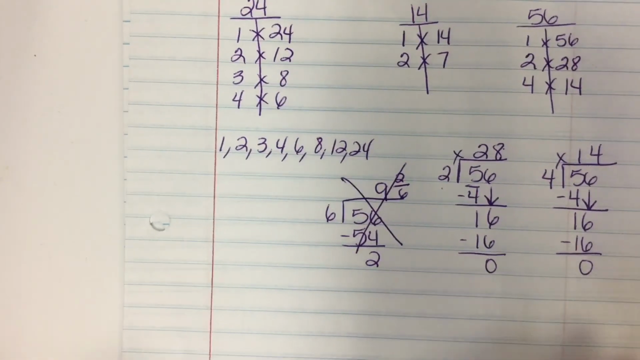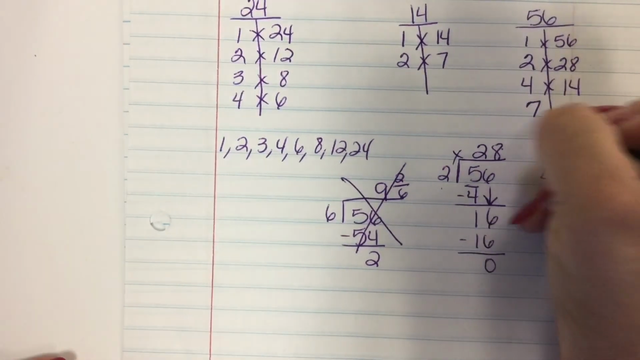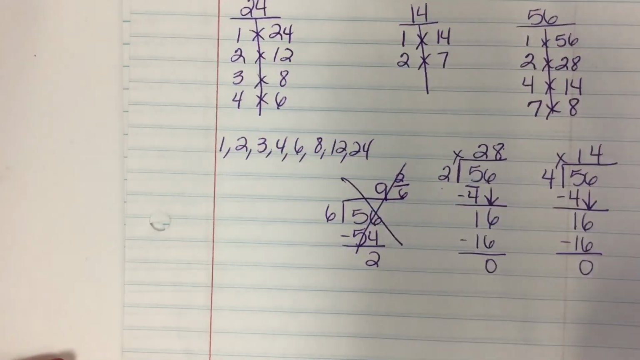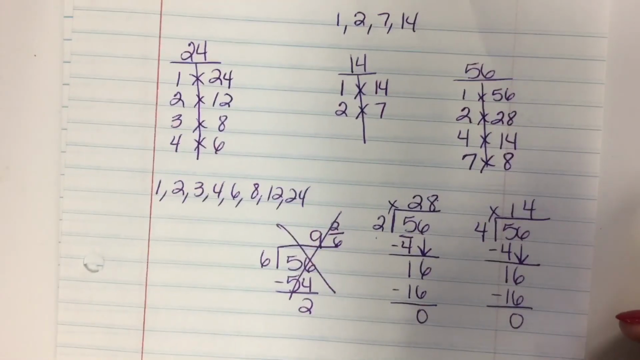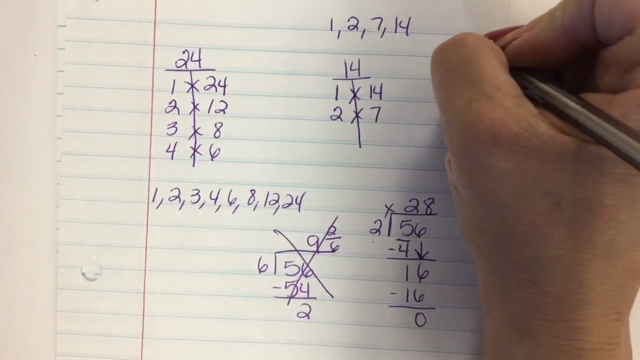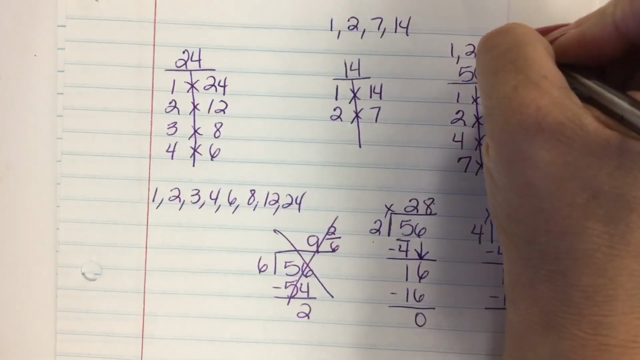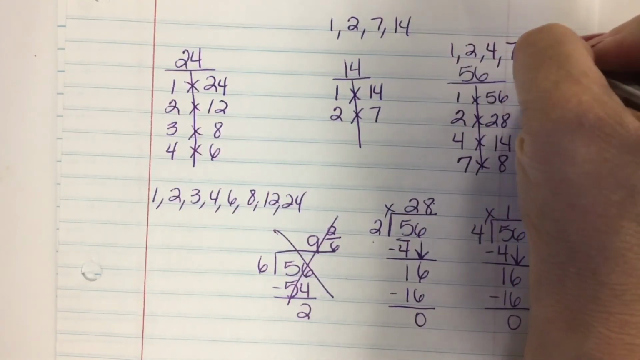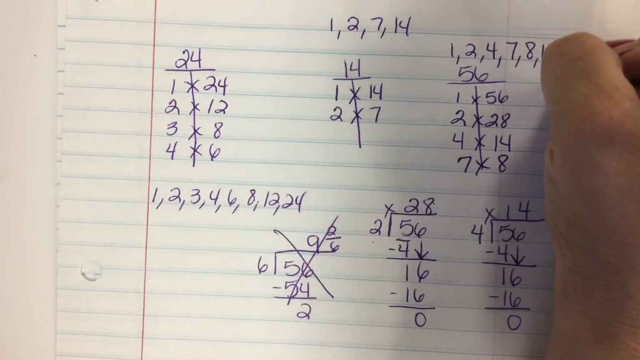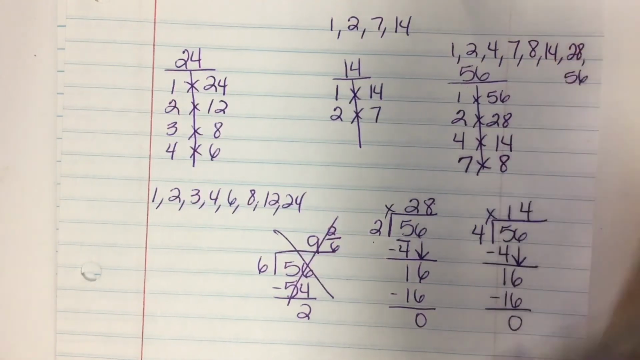All right, and then the last one, 7. 7 goes into it. 7 times 8 is 56. So there are your factors for 56: 1, 2, 4, 7, 8, 14, 28, and 56.